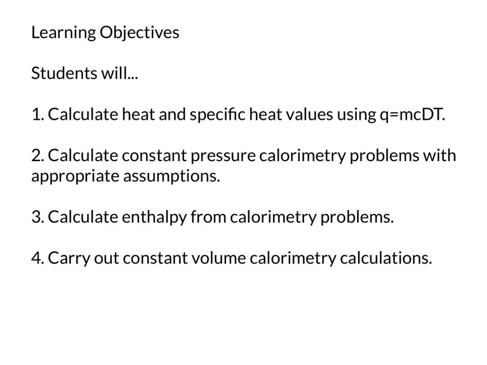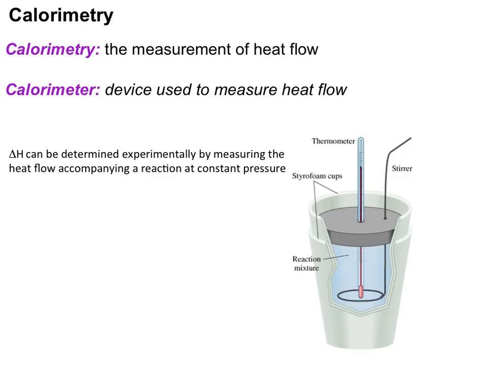After watching the following video, students are going to be able to calculate heat and specific heat values using the Q equals MC delta T equation. You're going to be able to calculate constant pressure calorimetry problems with appropriate assumptions, which will be pointed out during practice problems. You're going to be able to calculate enthalpy from the calorimetry problems at constant pressure. And you'll be able to carry out constant volume calorimetry problems or calculations associated with bomb calorimeters.